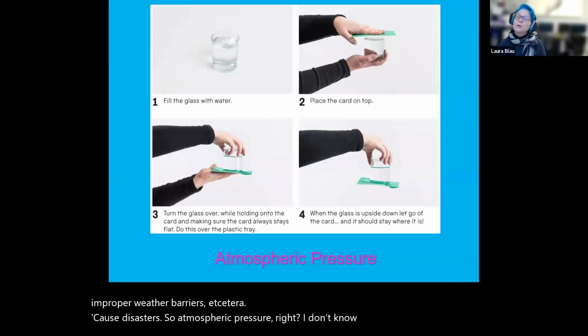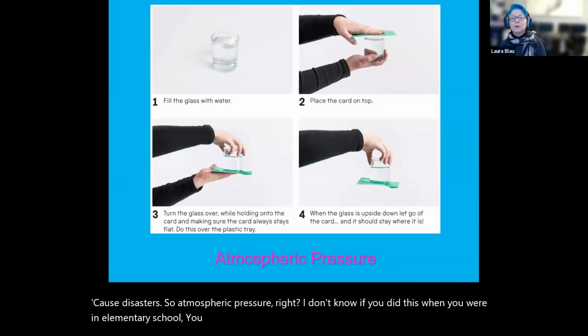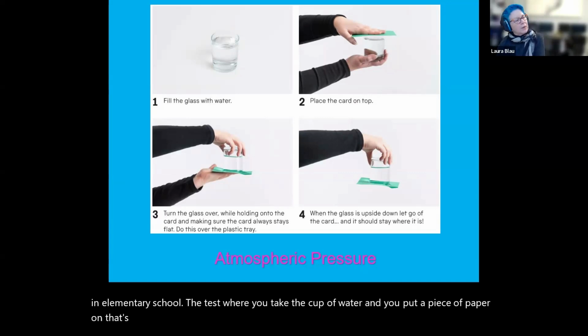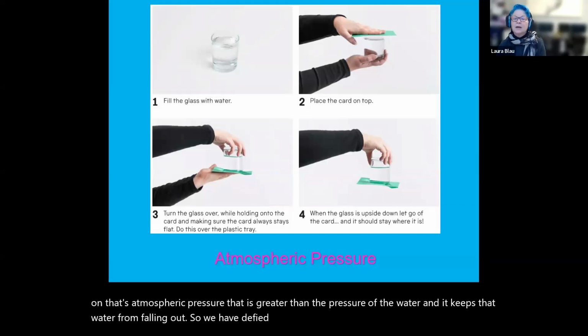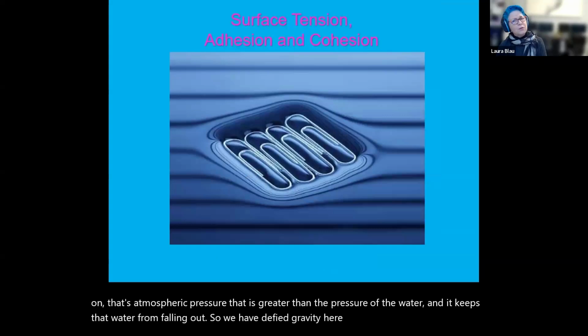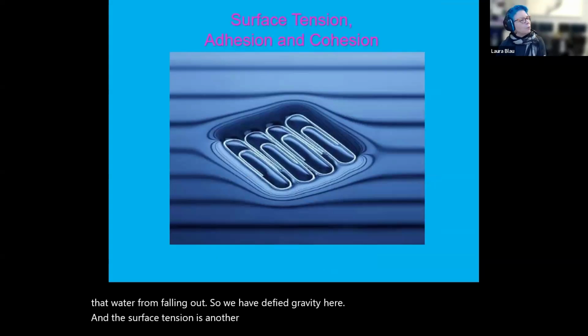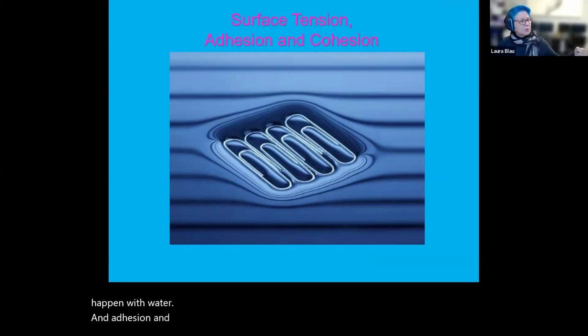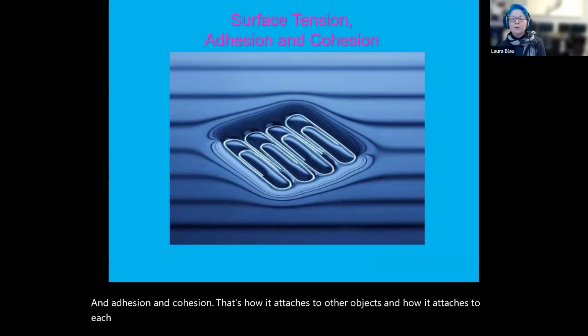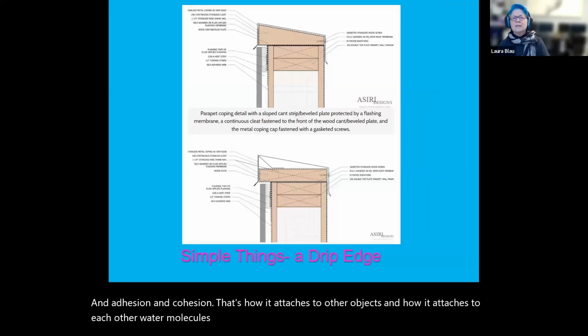So atmospheric pressure, right? I don't know if you did this when you were in elementary school, the test where you take the cup of water and you put a piece of paper on. That's atmospheric pressure that is greater than the pressure of the water, and it keeps that water from falling out. So we have defied gravity here. And that surface tension is another one of those kind of wonderful, magical things that happen with water. And adhesion and cohesion, that's how it attaches to other objects and how it attaches to each other, water molecules. So they beat up on things, etc.